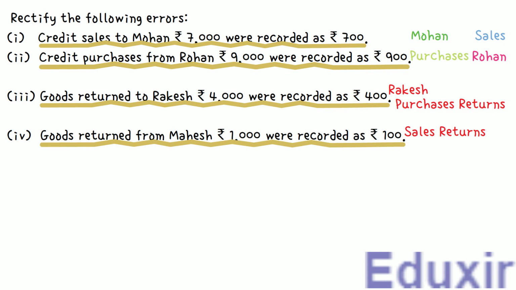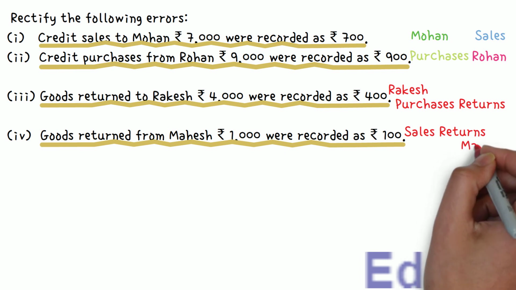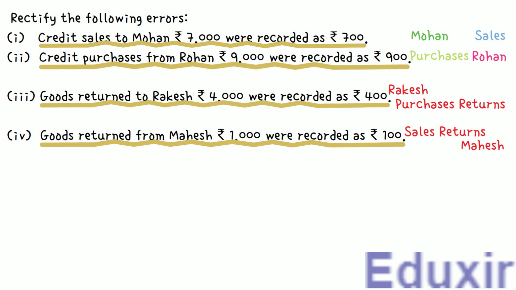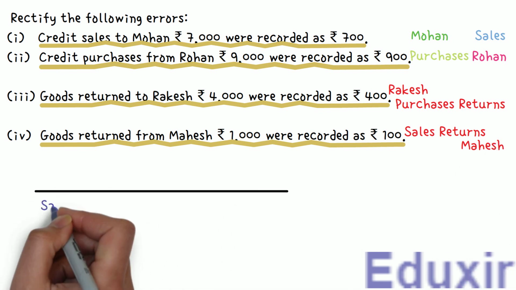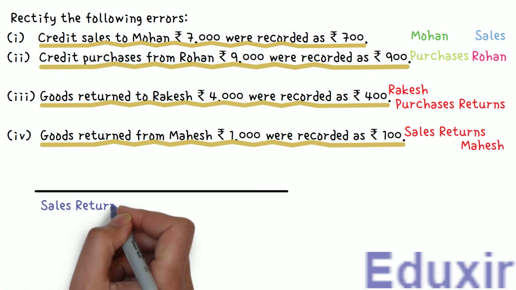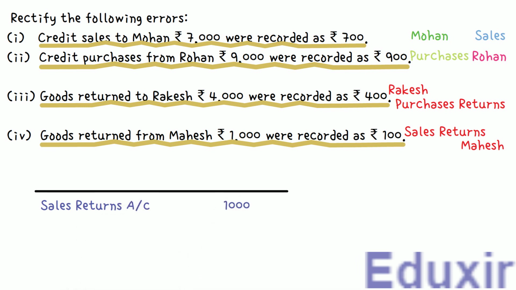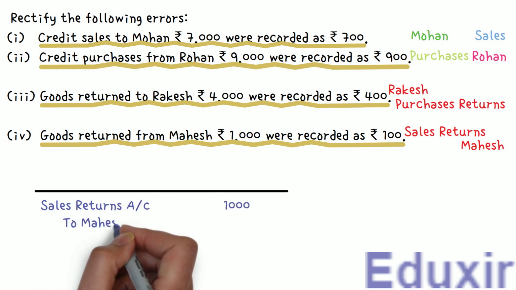At the same time, as the debtor does not pay for the returned goods, the debtor asset of the business will be decreasing. The rule to record any decrease in the assets of the business is to credit the corresponding assets account. In this case, the debtor Mahesh's account should be credited. So the correct entry should have been to debit the sales returns account with 1000 rupees and to credit Mahesh's account with 1000 rupees.